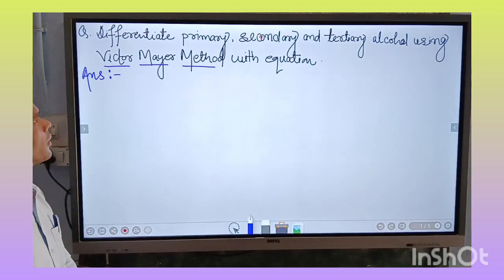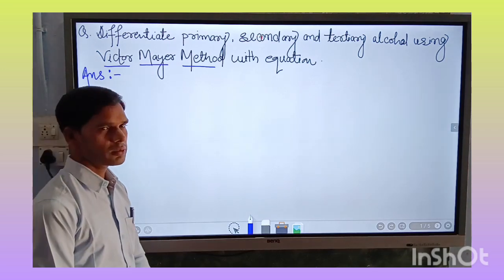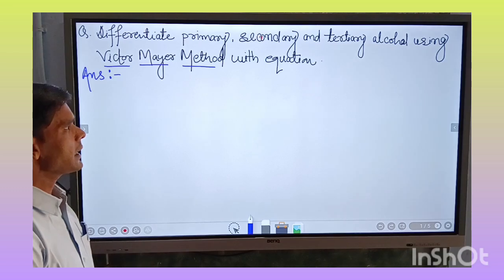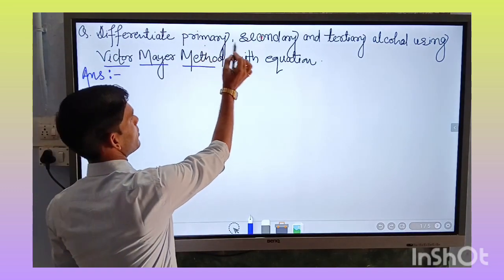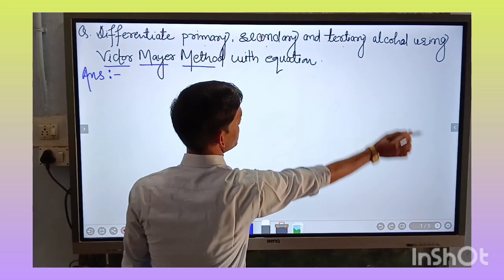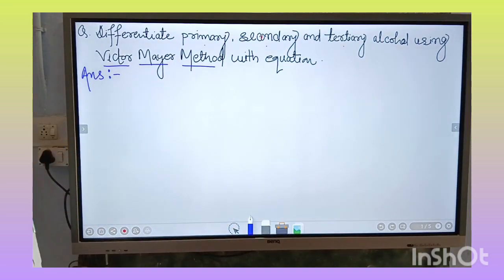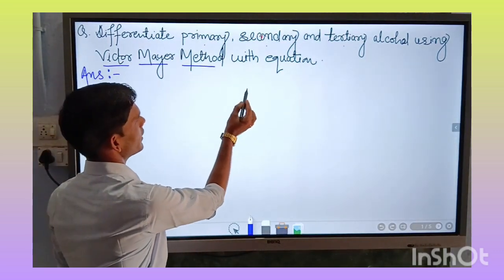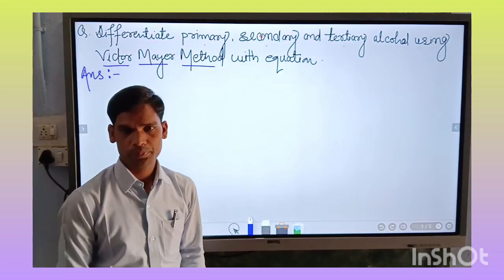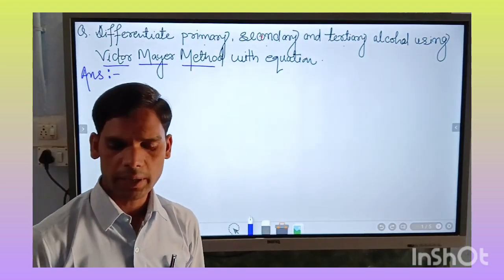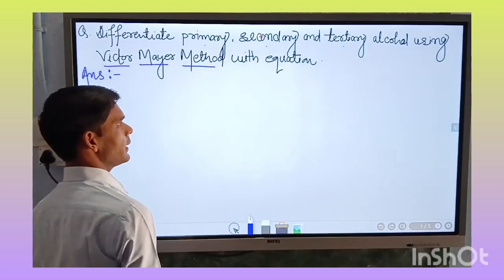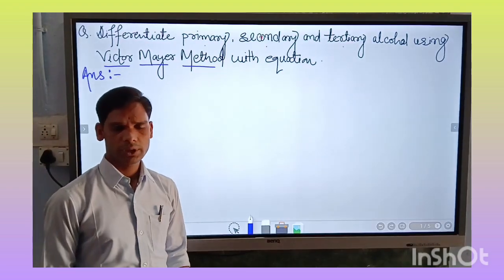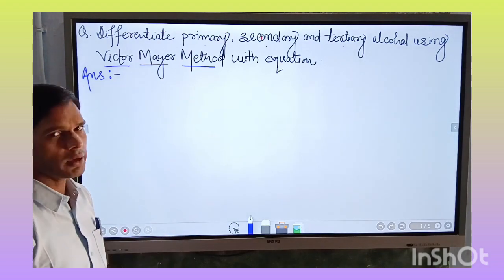Okay. In board examination, the question is asked like this: differentiate primary, secondary, and tertiary alcohol using Victor Meyer method with equation. Okay, is it clear up to here? So let us start discussion on this topic.